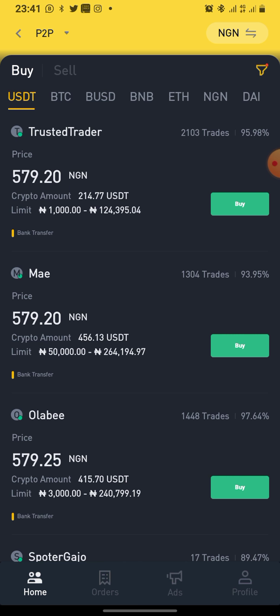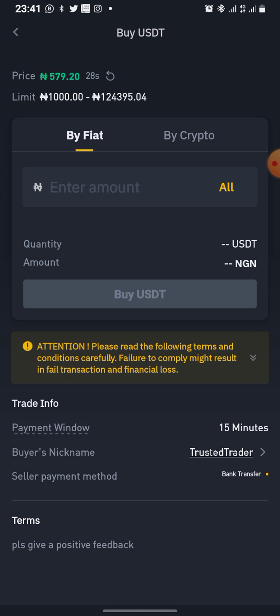So after I've placed my fiat, unless I want to use this first guy, I click on buy, and then you want to pay attention to this payment window. Personally, I don't like to buy from any person that has a payment window higher than 15 minutes. At times you see some guys with 45 minutes or 30 minutes. I like people with a lower time frame in their payment window. So that is what you want to look at.